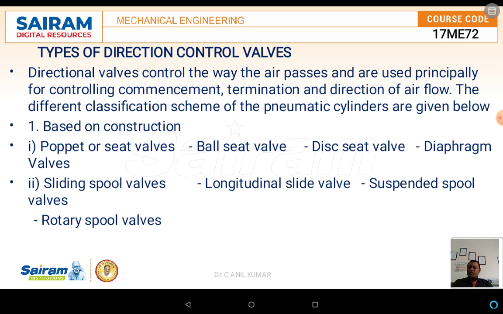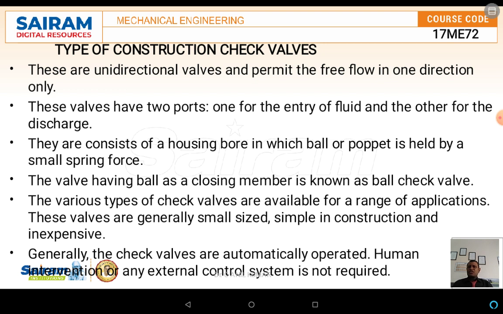The next part we are discussing is the type of construction of the check valves. The check valve is a unidirectional valve which permits free flow only in one direction. These valves have two ports, one for the entry and the other for the exit or discharge. They consist of a housing bore in which a ball or a poppet is held by means of spring pressure. The valve having the ball as the closing member is known as the ball check valve.